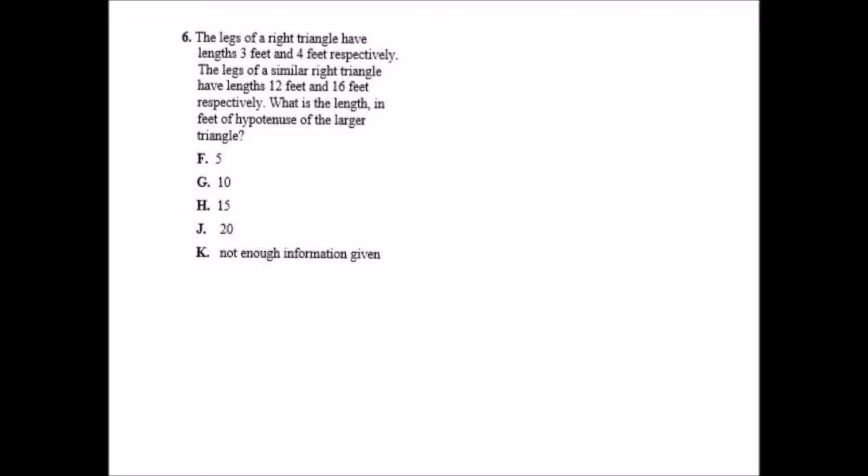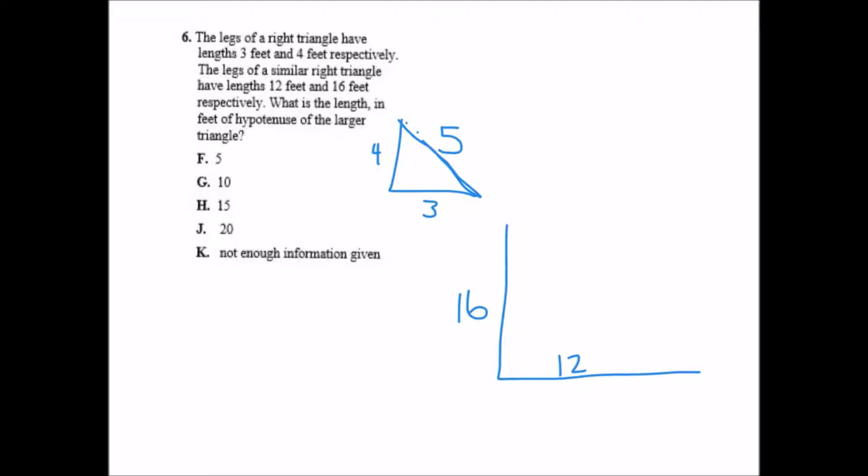Question 6 says the legs of a right triangle have lengths of 3 feet and 4 feet respectively. So we've got 3 feet and 4 feet, and that means our hypotenuse is going to end up being 5 feet because this is a perfect 3, 4, 5 triangle. The legs of a similar right triangle have lengths of 12 feet and 16 feet respectively. What is the length in feet of the hypotenuse of the larger triangle?